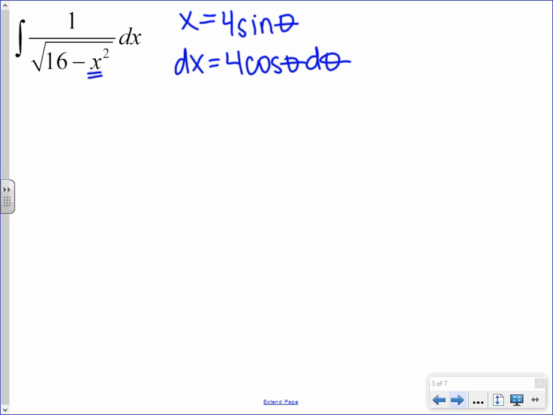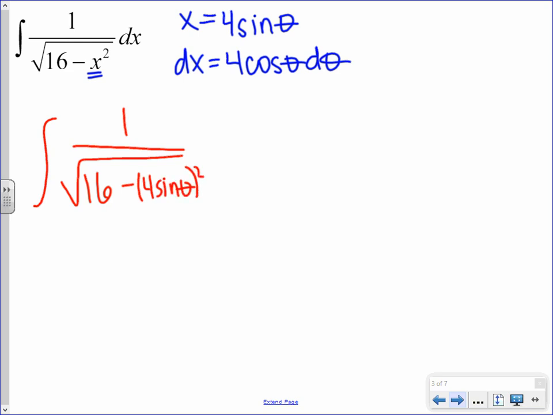Just like with u substitution, we needed to know what du is. With trig substitution, we need to know what dx is. Now here, we have 1 over the square root of 16 minus our new x, which is 4 sine theta, so now we have 4 sine theta squared. And instead of dx, now dx is 4 cosine theta d theta. It looks a little bit different than u substitution.